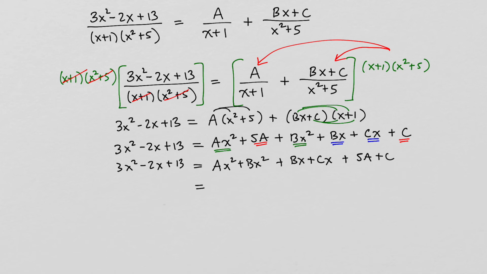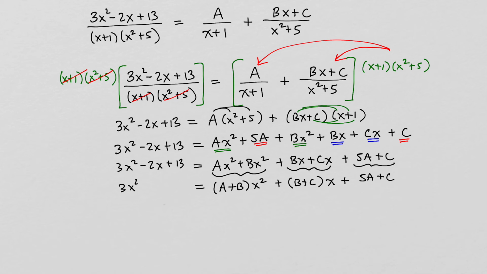Now, the reason I do this is because in each one of these, I can factor out the variable. So in the first one, if I factor out the x squared, I'm going to have a plus b times x squared. And in the second one, if I factor out the x, I'll have b plus c times x. And the third term, there's nothing to factor out. We'll just leave that one alone.